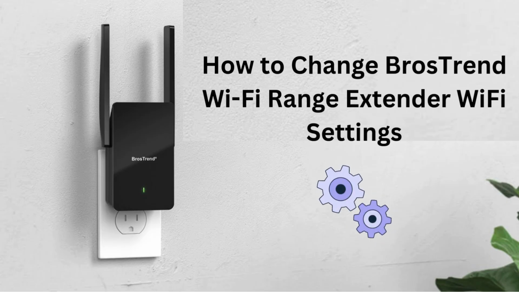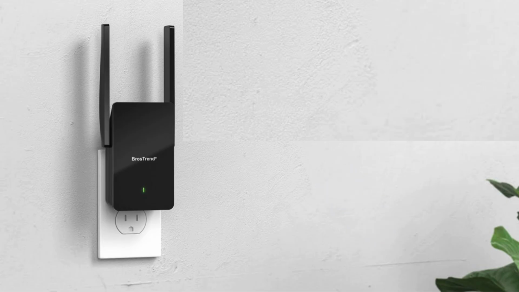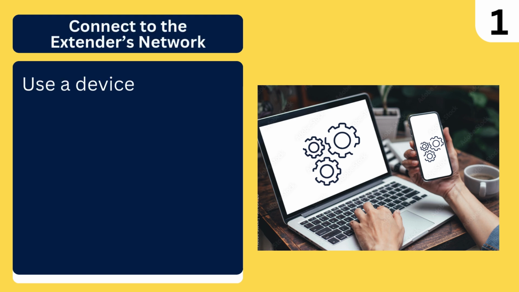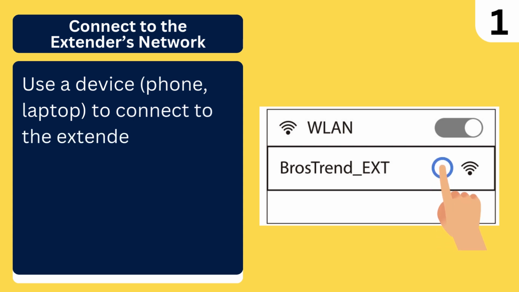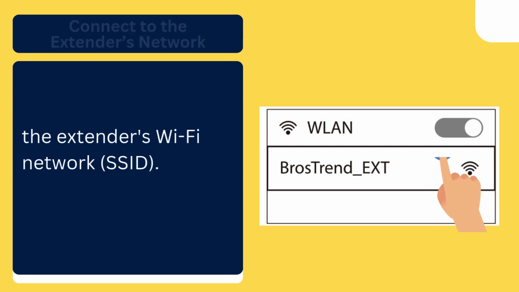How to change BrosTrend WiFi range extender Wi-Fi settings. 1. Connect to the extender's network. Use a device, phone, laptop, to connect to the extender's Wi-Fi network, SSID.